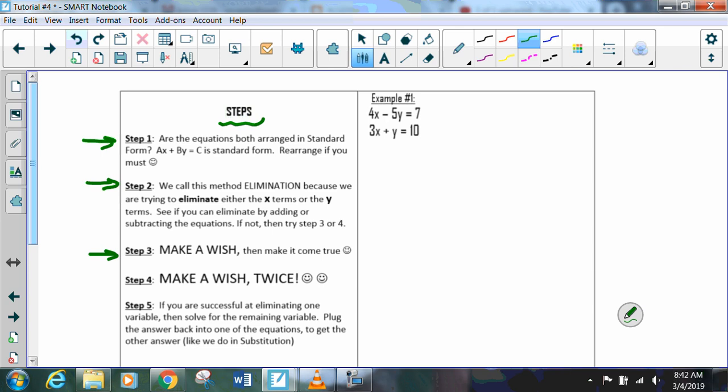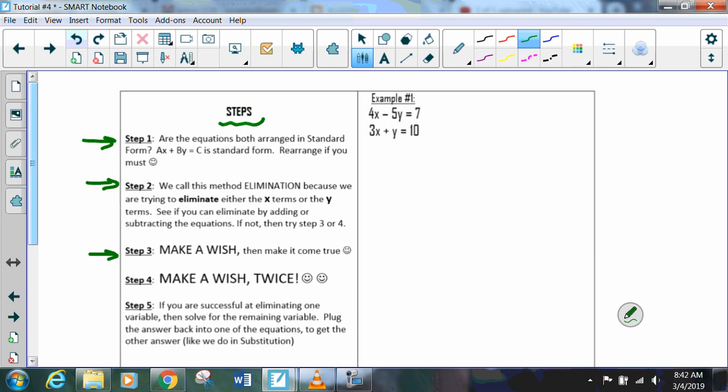Now, I just can't do what I did just then. I can't just put a 5 in front of the y, because then that means I changed the whole equation. But what I can do is, if I make a change to one term, as long as I make that same change to every other term in that equation, I am okay. I'm not breaking any laws.